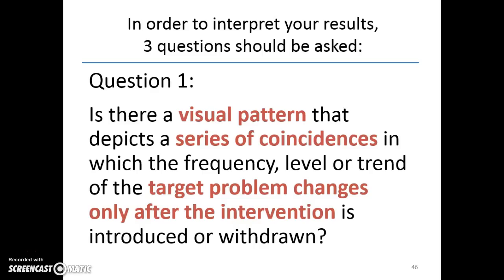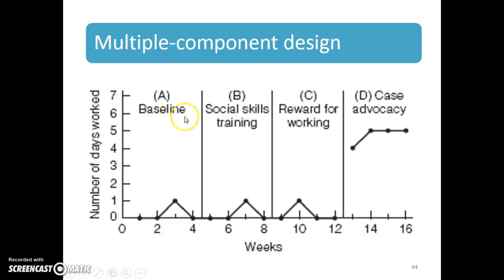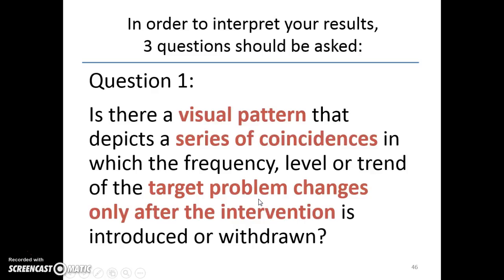Now, when you're interpreting these charts, you want to have these questions in mind. You want to see a visual pattern, of course. But remember, we talk about coincidences. We don't talk about proof. We talk about those coincidences in single subject design. Basically, we're saying, do you see changes in frequency, in levels, and trends? Do you see it after the intervention? In other words, are you seeing changes happen, these coincidences, after baseline or after the intervention is introduced?